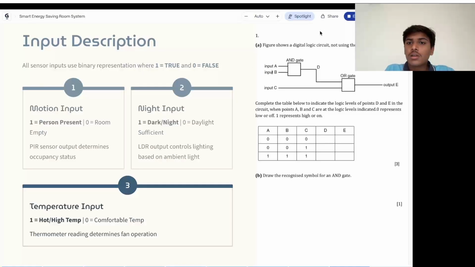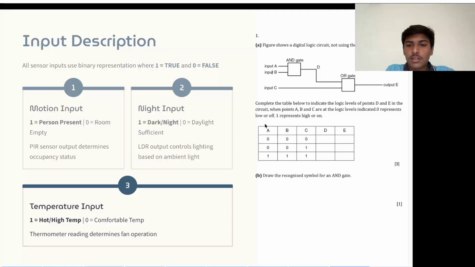Figure out the circuit using the recognized AND gate. Here is input A, here input B, and here input C. Here is the ANDing of A and B, and the output is D. Then next, D and input C are ORed here, and our output is E.